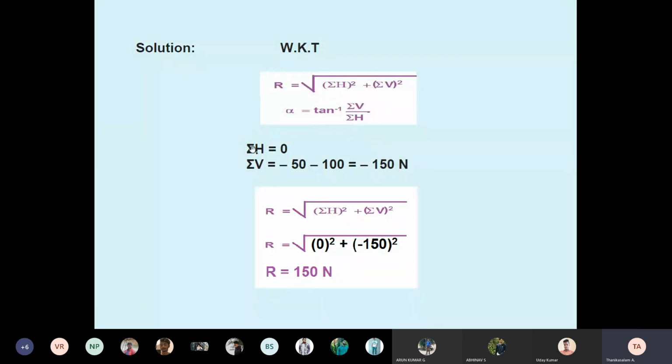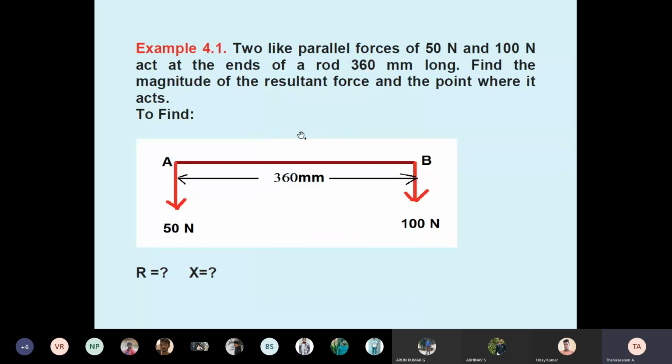So we are calculating summation of H. Students, see the picture. Is any horizontal force acting? Arun Kumar, is any horizontal force acting on AB? Sir, no. Yes, sir, 50 Newton and 100 Newton. Is it horizontal or vertical? That is vertical. Madhuban, is it acting vertical or horizontal?